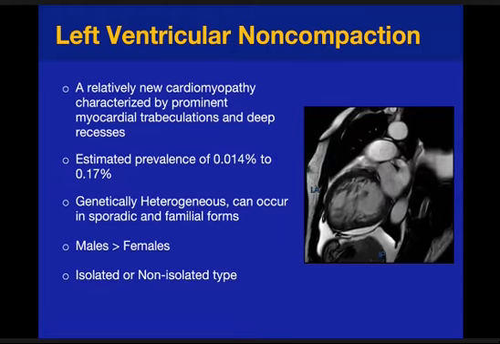So, what is left ventricular non-compaction? In the literature, it's a relatively new cardiomyopathy characterized by prominent trabeculations and deep recesses. The true prevalence is still unclear. This can be genetically heterogeneous, and can occur in sporadic and familial forms. It tends to favor males more than females, and it can be an isolated or non-isolated type, which means that it can be seen with congenital heart disease.